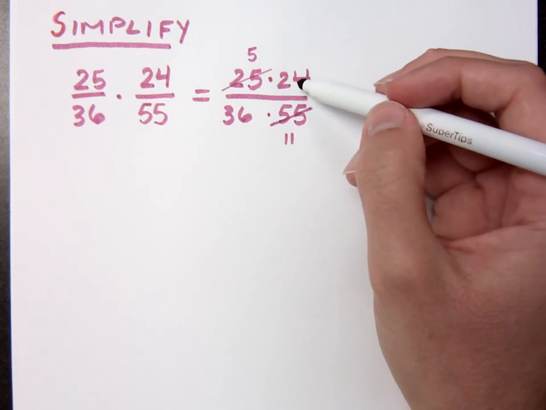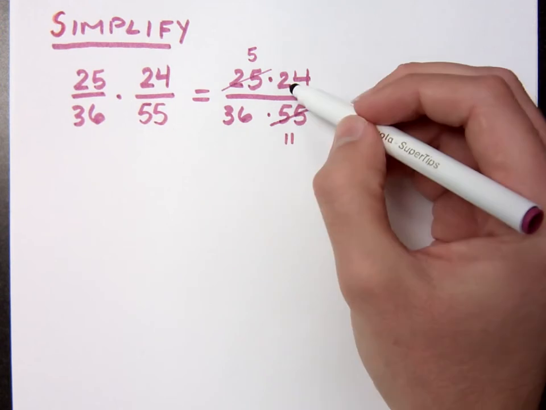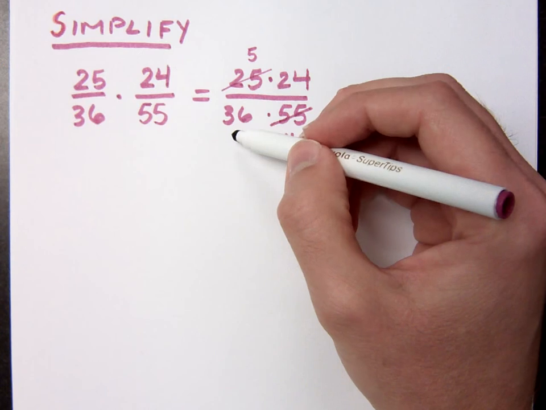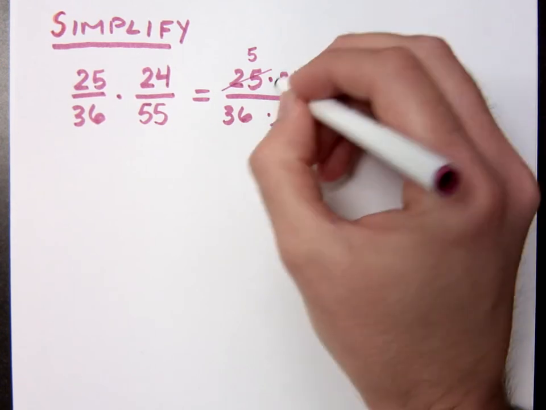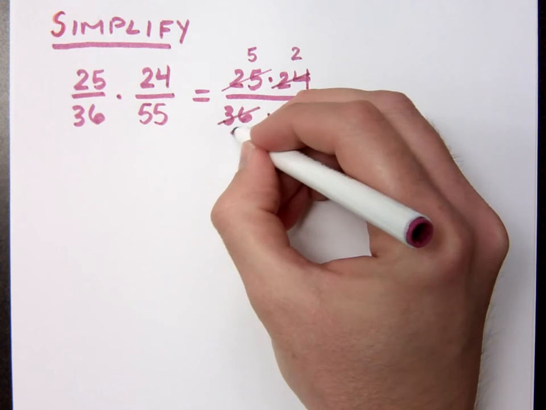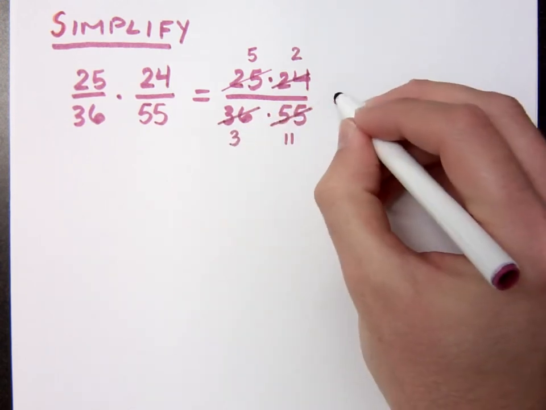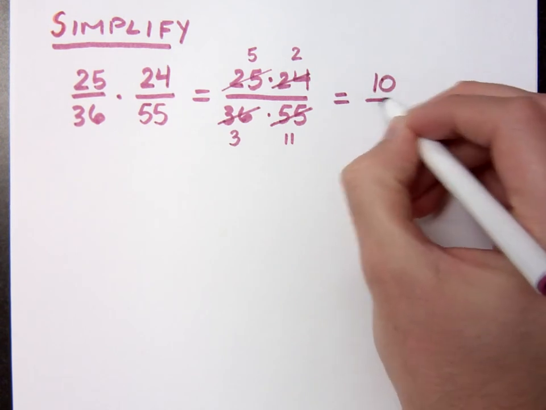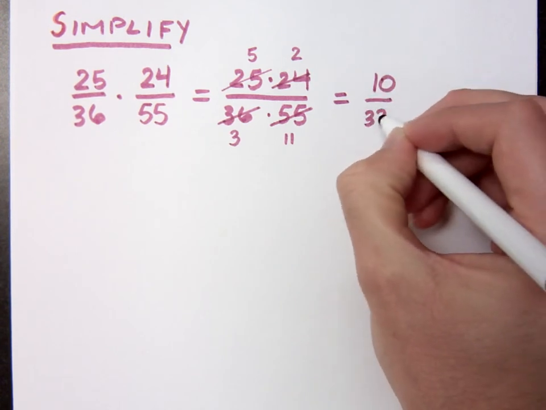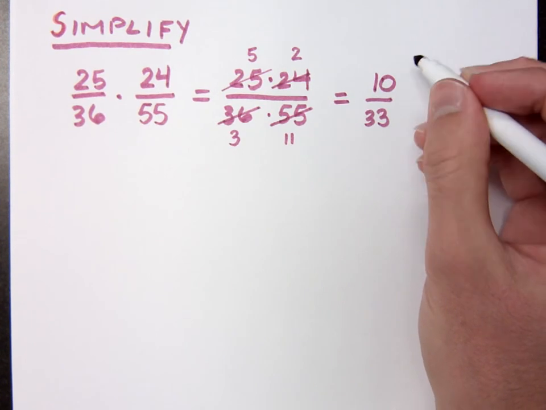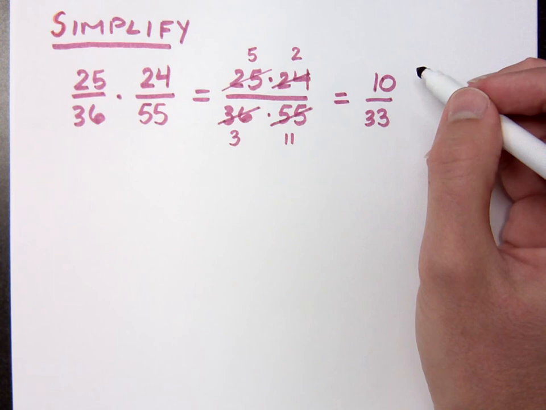Alright, what about 24? 12 goes into both of these, right? You could use 6, you could use 4, but 12 is the greatest common factor. 12 goes in here twice. 12 goes in here 3 times. So what do we have? Right, we're left with 10 over 33. Okay. Any questions about that?